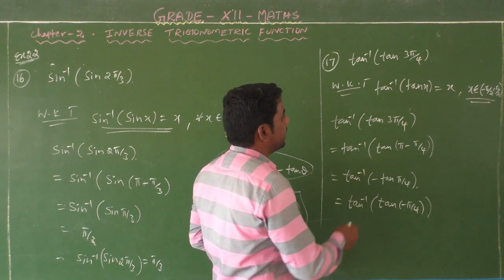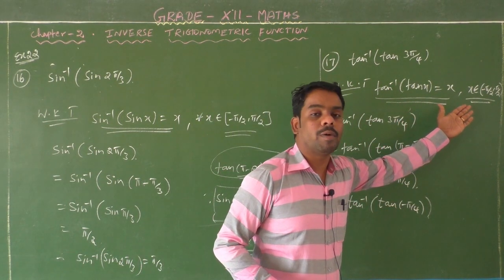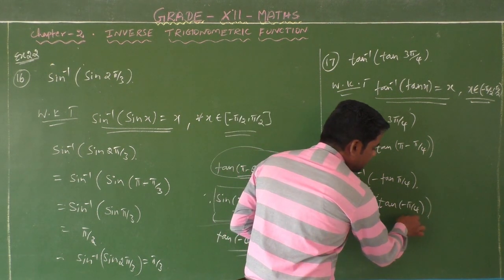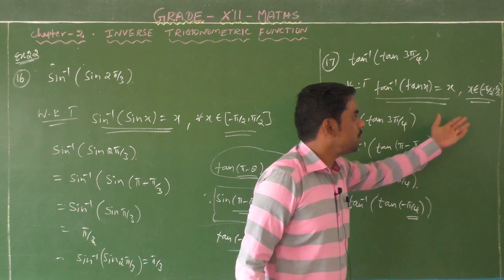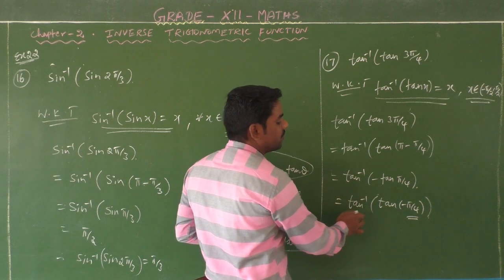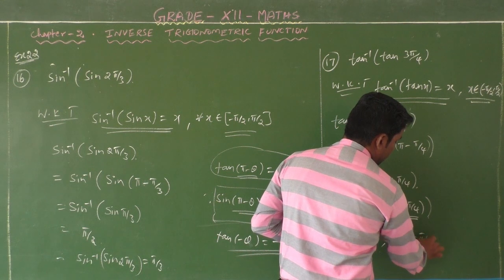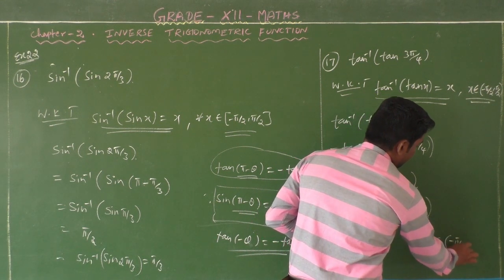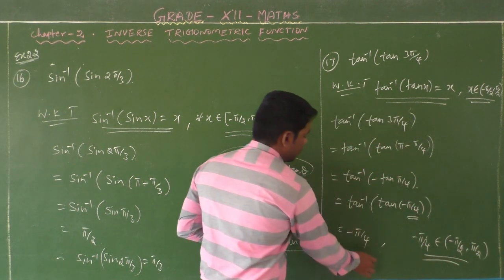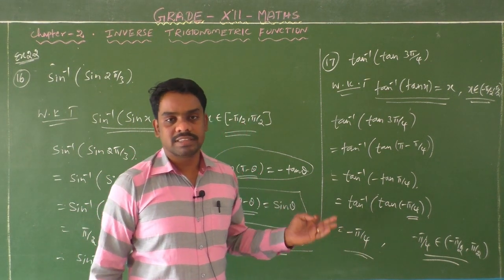Okay, you know that tan inverse of tan x is equal to x, and x belongs to the open interval minus pi by 2 comma plus pi by 2. Listen, here this value is minus pi by 4. Minus pi by 4 also belongs to the given open interval minus pi by 2 comma plus pi by 2. Therefore, tan inverse of tan of minus pi by 4 is equal to minus pi by 4. So the required answer: tan inverse of tan 3 pi by 4 is equal to minus pi by 4. This is the correct answer.